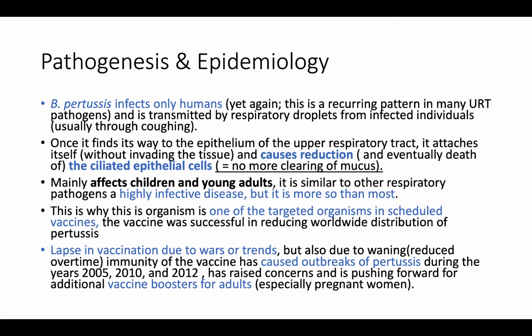It mainly affects children and young adults. It is similar to other respiratory pathogens in that it is very highly infective, and it is more than that. Now we will talk about another point. This is why this organism is one of the target organisms in the scheduled vaccine. When there is a lapse of vaccination, this can cause outbreaks. Outbreaks can occur, for example, every 5, 10 or 12 years. So in any area where adults have stopped getting the vaccine, and we have even started talking about giving the vaccine to pregnant women to improve their immune globulin count so they can cover their children in a better manner.